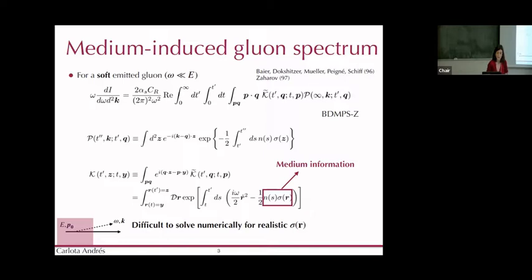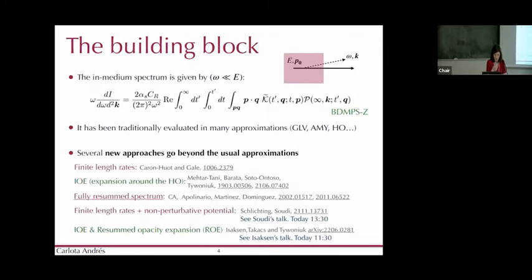And here we see that solving this path integral, let's say for a potential of the medium that is more or less realistic, is quite difficult. So basically in all these calculations, the medium information is given by encoding this n, which is what we call the density of the scattering centers, and this sigma, which is the potential with the medium. So the problem is evaluating this for a sigma that is kind of realistic, like a Yukawa or an HTL potential. And this has led in the past to many approximations, that you all know here.